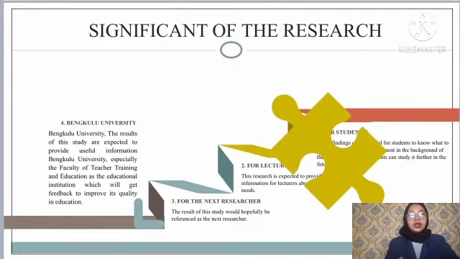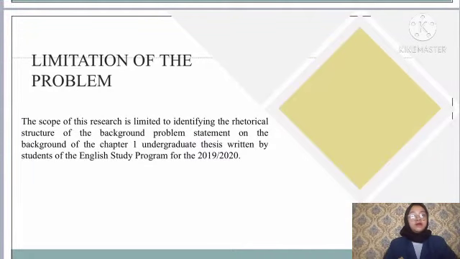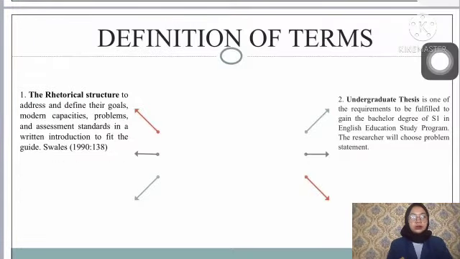The next, limitation of the problem. The scope of this research is limited to identifying the rhetorical structure of the background problem statement in the background of the Chapter 1 of undergraduate theses written by students of the English study program for 2019 until 2020. The next is definition of terms.